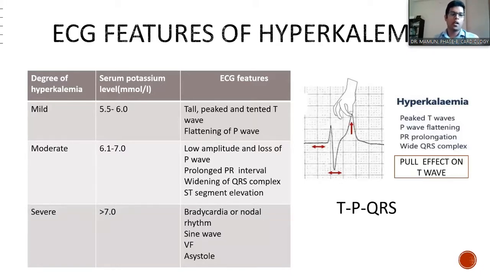In severe hyperkalemia, more than 7, due to SA nodal and AV nodal suppression from the high potassium level, ECG features are bradycardia, nodal rhythm, sine wave, and ventricular fibrillation may occur. This is a simple picture showing easy memorizing of hyperkalemia. This is called the pull effect of T wave. When we pull the T wave, it will get peaked and tall, and other waves like P wave and QRS complex will be widened and ultimately lost.